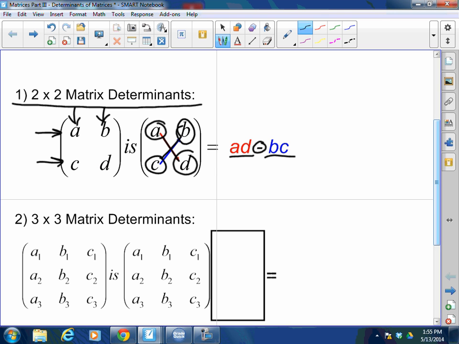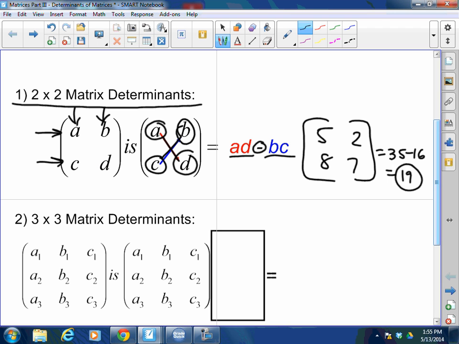Literally. So if I have the matrix 5, 2, 8, 7, this is going to be 35 minus 16, which is 19. And that's my determinant. Literally, that's simple. I know for sure that's even easier than multiplying matrices, right? It's less confusing. So that's how you find the determinant of a 2 by 2.